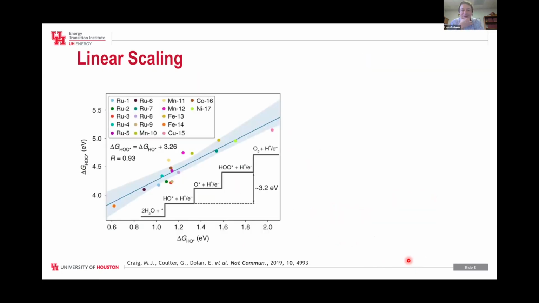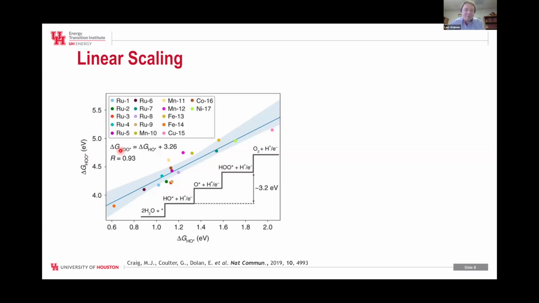Now, next, there is a linear scaling relation between some of these intermediate states. And the most prominent one is the scaling relationship between the state that has the OH on the surface and the OOH on the surface. So these two intermediates look relatively similar to each other when they're adsorbed. And if one looks at the Gibbs free energy of the OOH intermediate and plots it versus the Gibbs free energy of the OH intermediate, and you look at a number of different materials, you find that they, by and large, follow some sort of straight linear relationship.